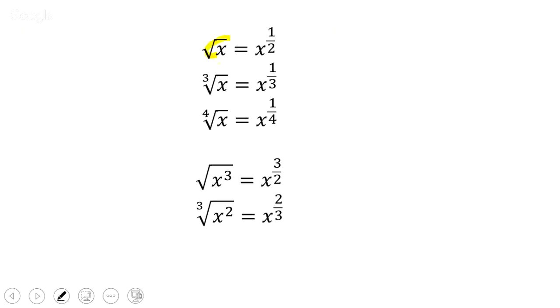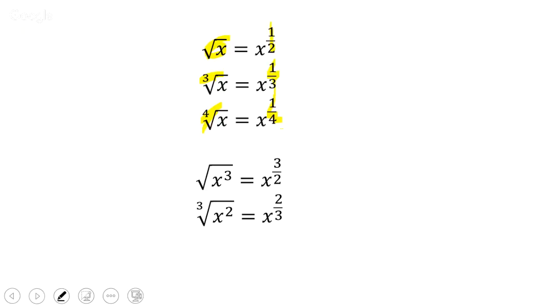So the square root is x to the 1/2 power. So I can change it to a fractional exponent. And cube root to the 1/3 power, and so forth. The fourth root to the 1/4 power.